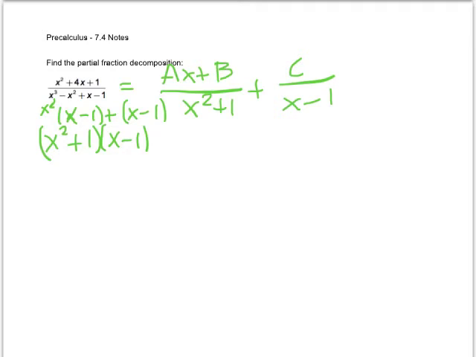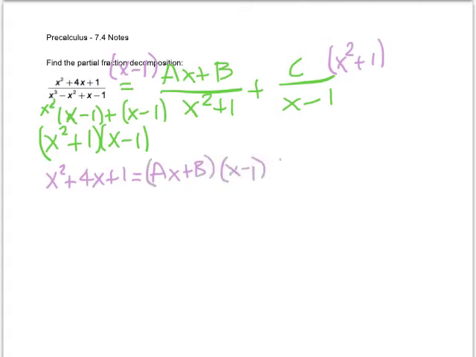And figure out what you're missing. This side's missing x squared plus 1. This side's missing x minus 1. And we've got our setup here. So x squared plus 4x plus 1 equals ax plus b times x minus 1 plus c times x squared plus 1.